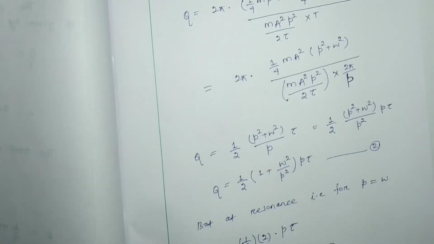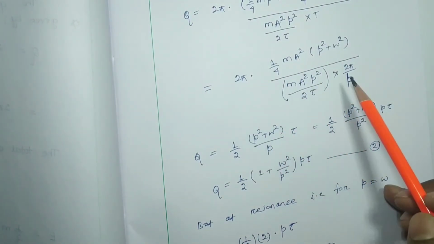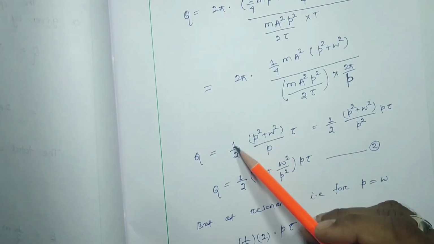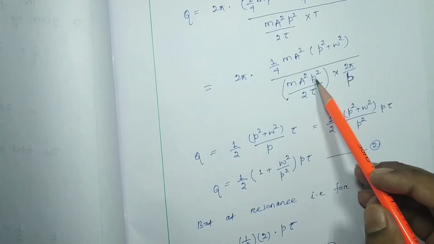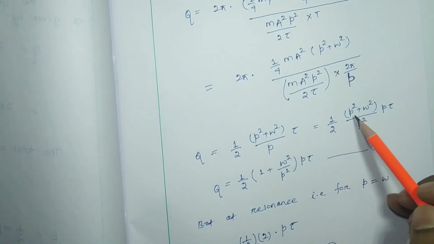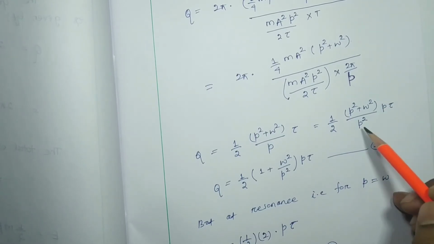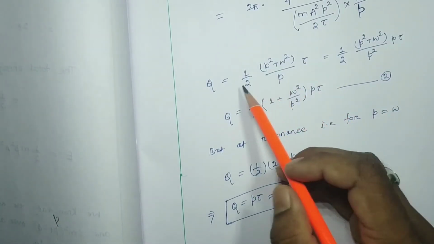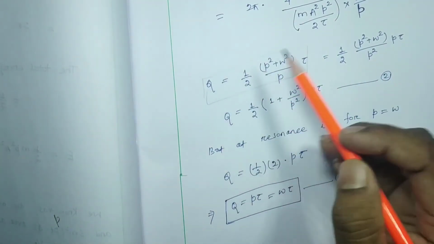Further simplification: a square cancels, 2 pi cancels, and 2 and 2 cancel. We find 1 by 2 (p square plus omega square). This tau will be moved to the numerator, tau by half (p square plus omega square). Here you multiply by p and divide by p, it will be p square, and this will be p tau.